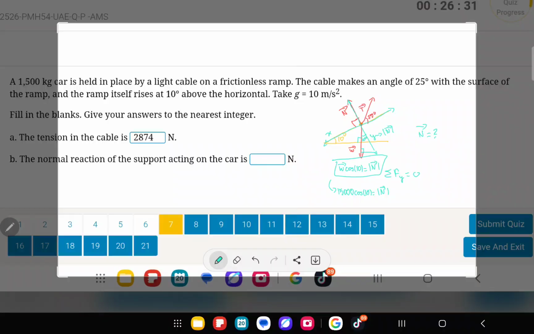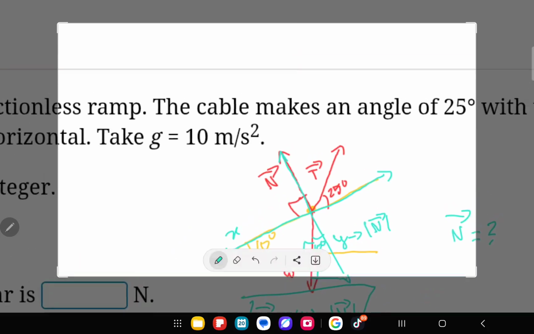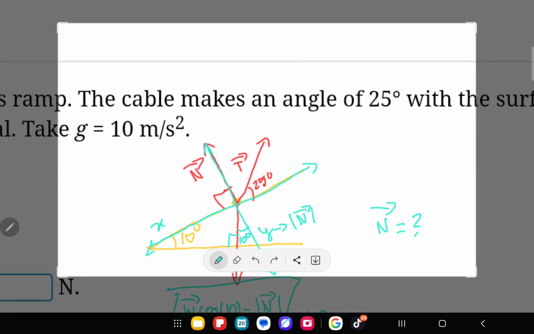Now they said normal reaction of the support acting on the car. So when they say the normal reaction, this is just the normal force applied on the car. But what is also applying, what is kind of disrupting this normal, is the tension. This tension also applies a Y force. We'll call this Y force here in yellow Ty. Ty is equal to T sine 25.